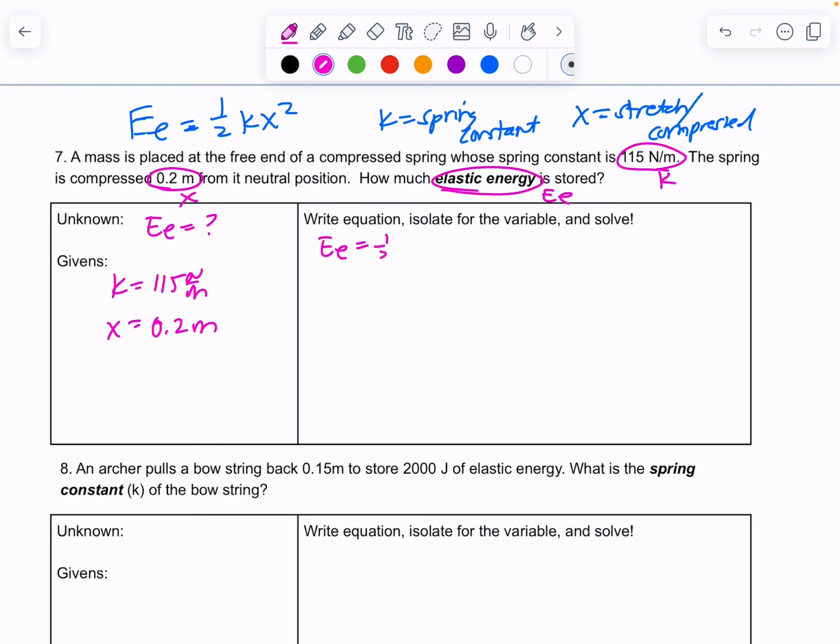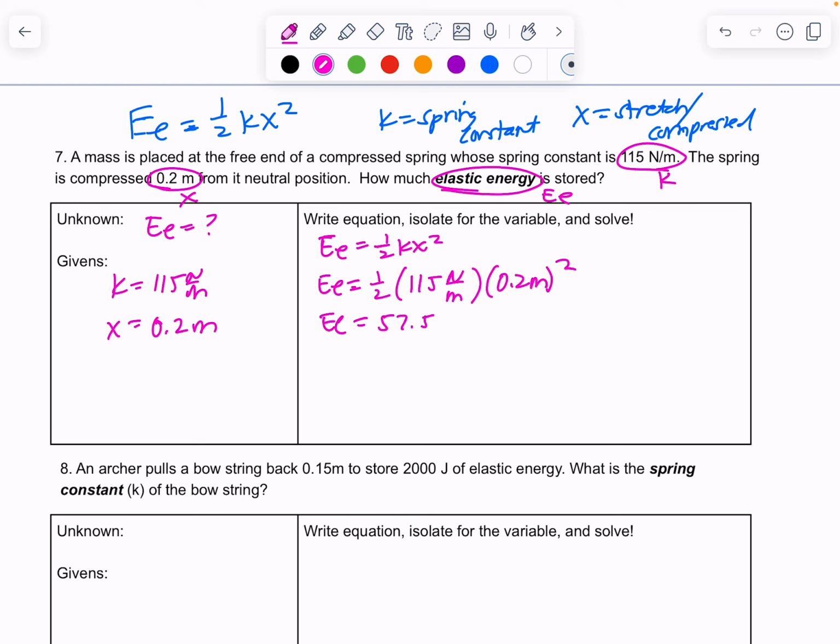So I'm just going to write the equation down. Make sure you copy the equation correctly. That will be given for you. You don't have to memorize it. 1/2 times the K, which is 115 newtons per meter, and the X is 0.2 meters, squared. You could just put this all in your calculator at once, but I'm going to show a couple of extra steps just in case you need to see them.